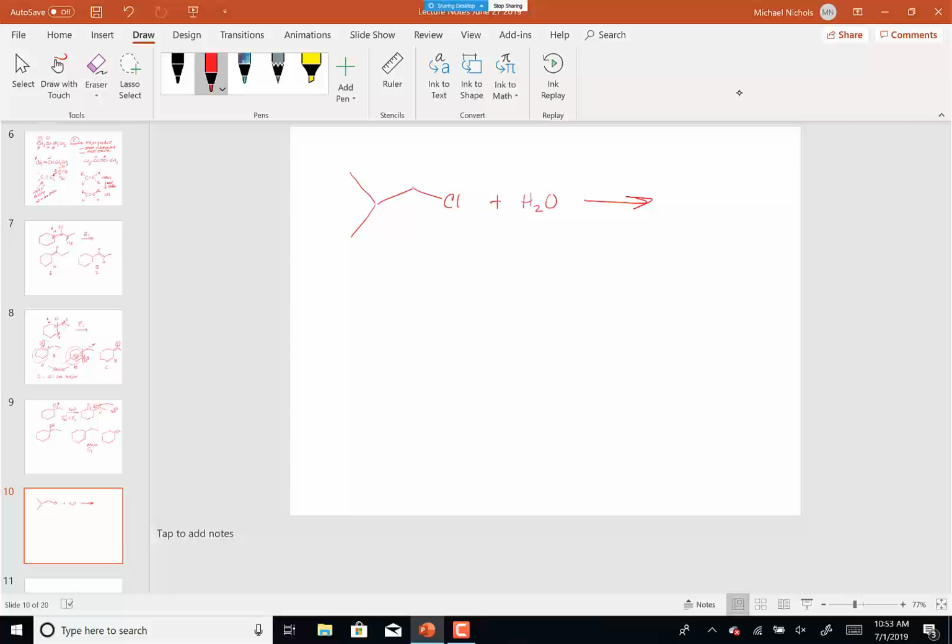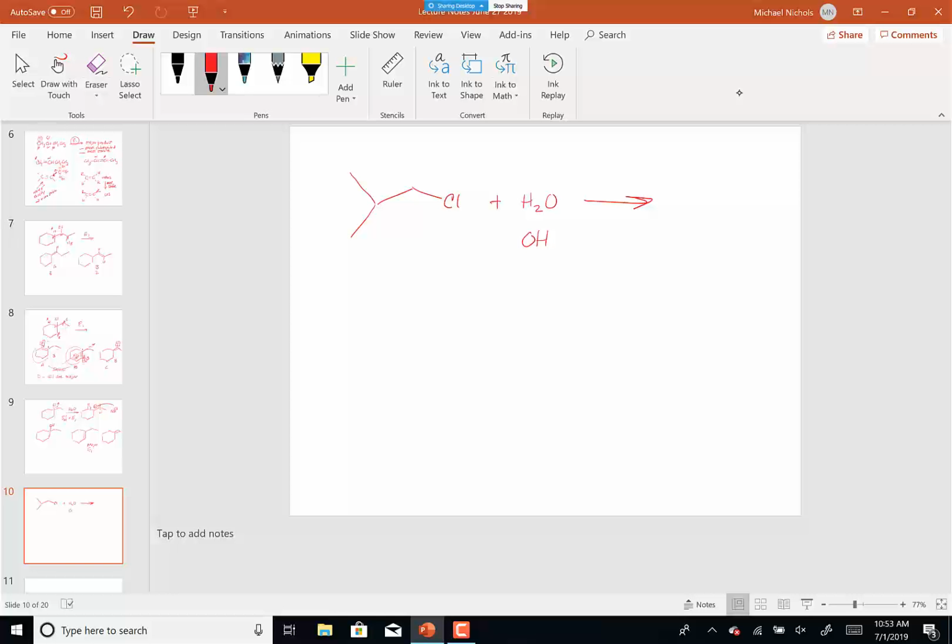If I asked you for the mechanism of this reaction, what would you say? What? It didn't react. Why not? Okay, so it's a primary and a weak nucleophile, which means it shouldn't react. Okay. So maybe I go like this.